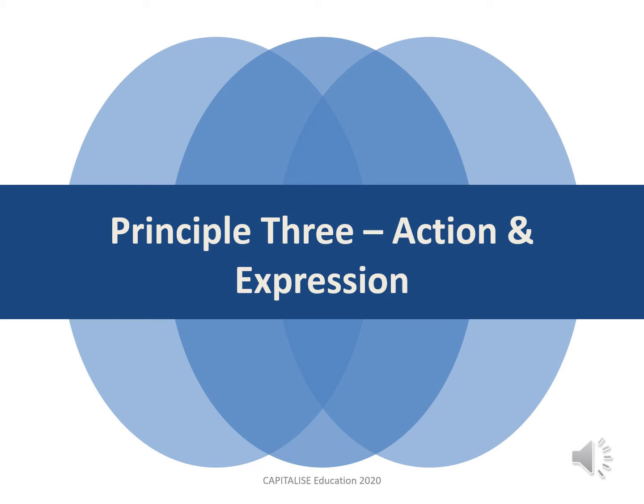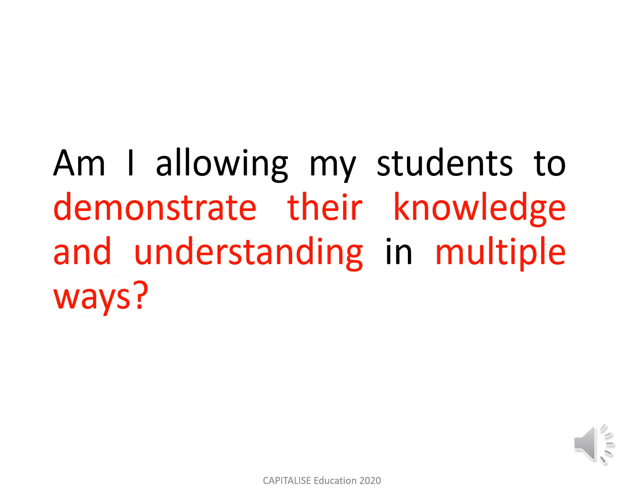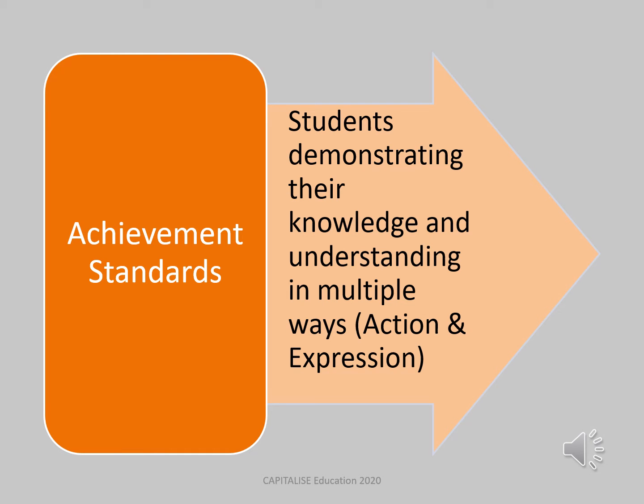Principle 3 of Universal Design for Learning is action and expression. During the planning, teaching and assessment cycle, teachers need to ask themselves, am I allowing my students to demonstrate their knowledge and understanding in multiple ways? The achievement standards in the Australian curriculum are the expectations of what each student is to demonstrate at a certain year level.